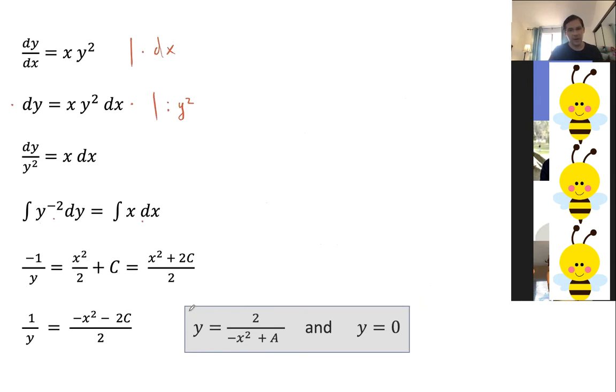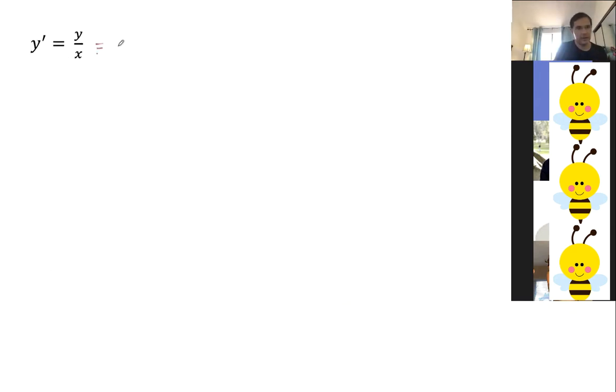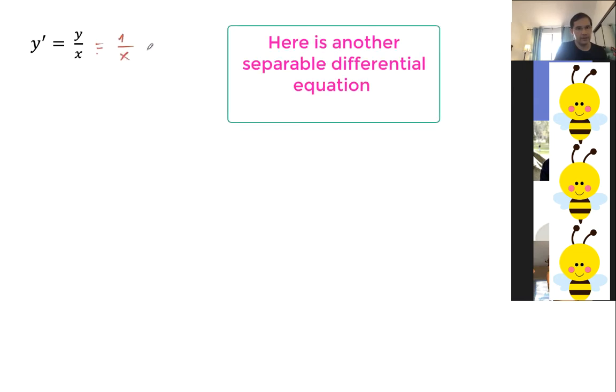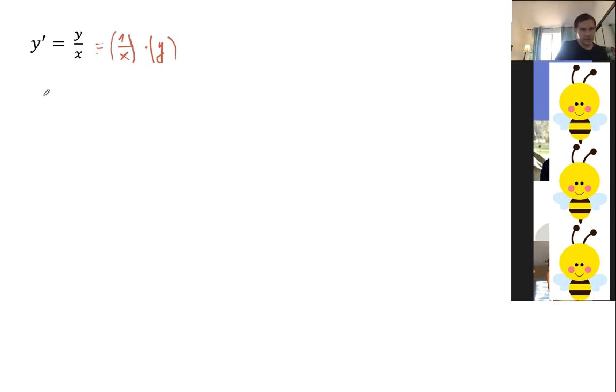When I integrate, I get one solution, or really many solutions, given by this formula, as well as the extra obvious solution, because obviously 0 is a solution of that. You can say this is the same as 1 over x times y. So you can separate the x's and y's. We can write this equation again: dy over dx equals 1 over x times y.